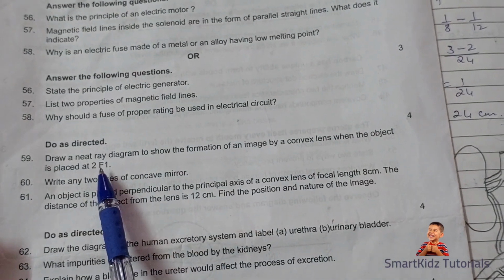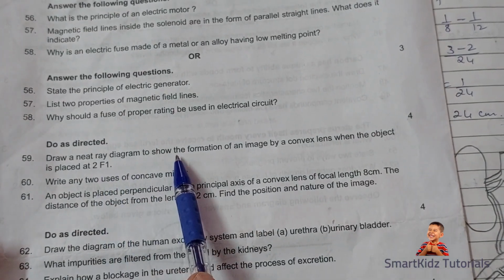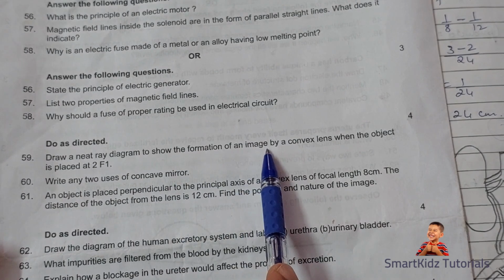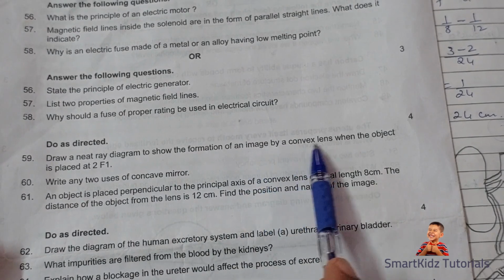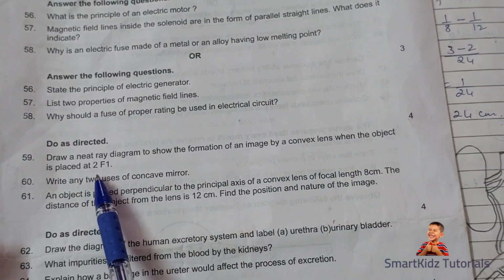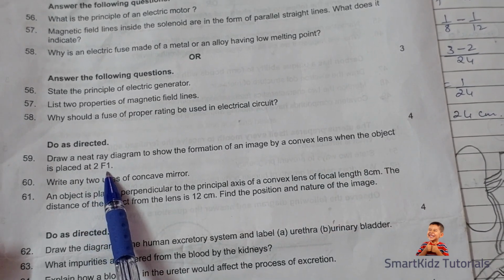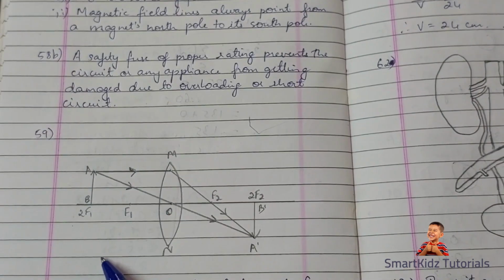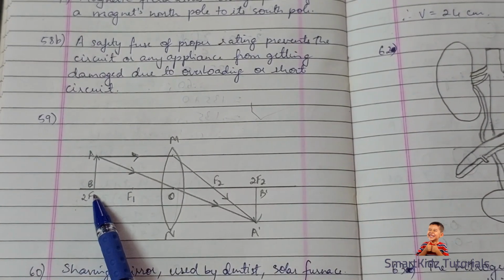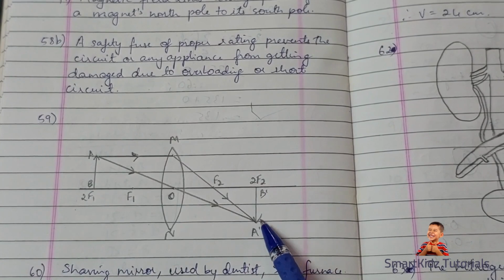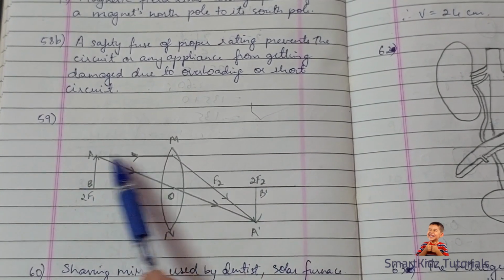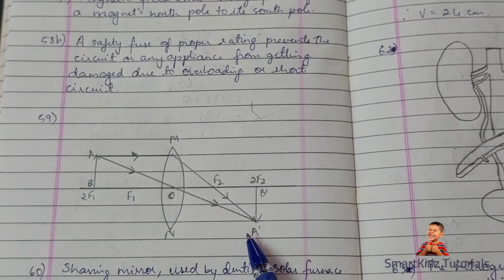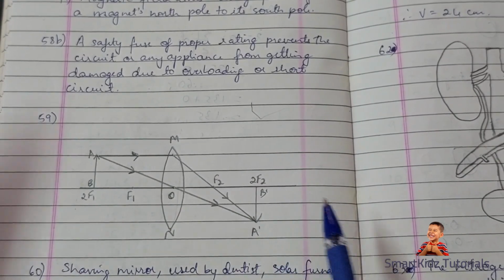Question number 59. Draw a neat ray diagram to show the formation of an image by a convex lens when the object is placed at 2F1. So this would be for 2 marks. Okay, so here's a ray diagram. Object is placed at 2F1. Image is formed at 2F2. Okay, have a look. This is the figure that you need to draw.